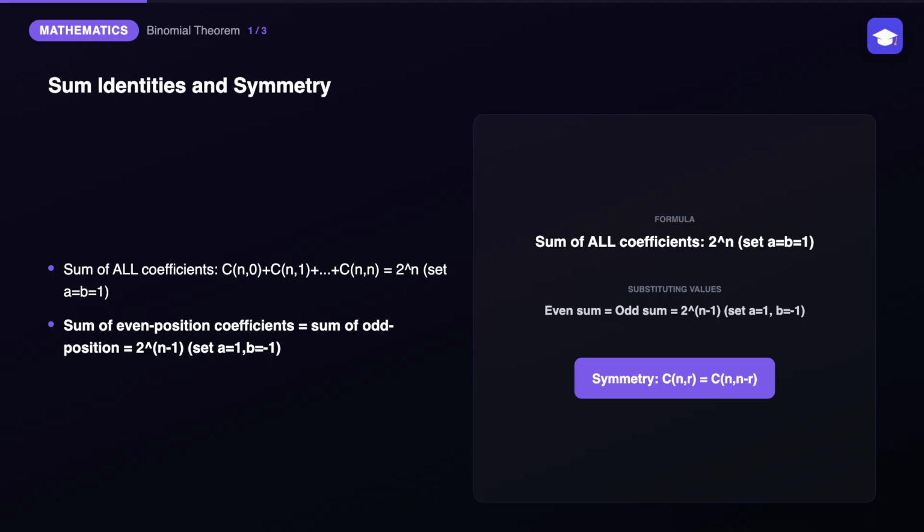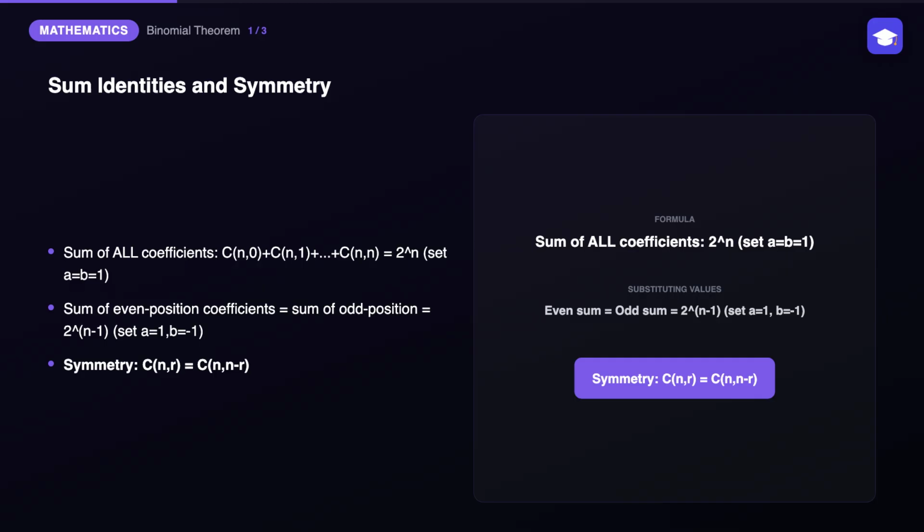The sum of coefficients at even positions equals the sum of coefficients at odd positions, and each equals 2^(n-1). This is found by substituting a = 1 and b = -1 instead, which forces the odd and even terms to cancel against each other, isolating this exact relationship.